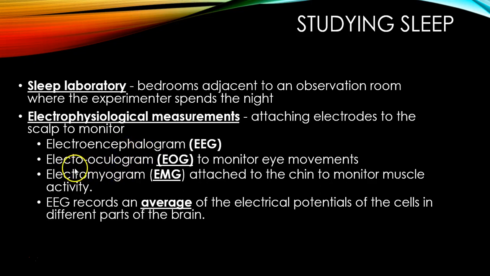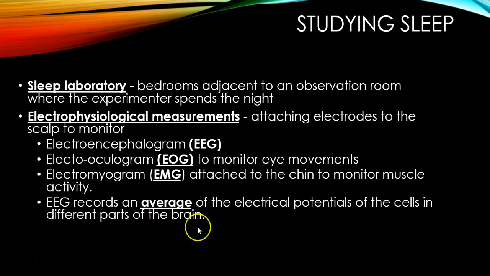We attach electrodes to the outsides of the eyes, not the eyeball, but the skin around the eyes. These are called EOG, or electrooculogram, and they monitor eye movements. Then we take EMG, or electromyogram. We attach these electrodes to the chin to monitor muscle activity. So we get measurements of brain waves, of eye movements, and of muscle activity.